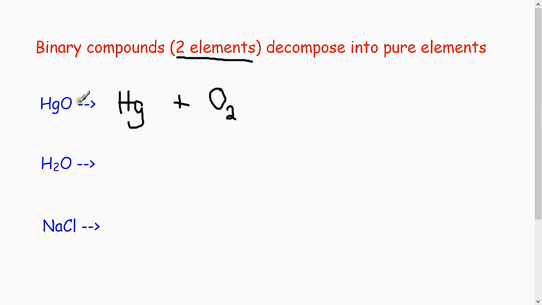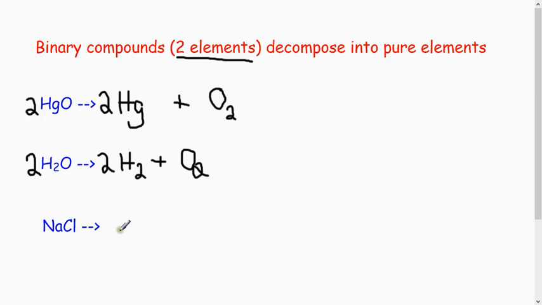And now I have 2 oxygens on the right, so to get 2 on the left I need a coefficient of 2 out front, which means I need a coefficient of 2 for the mercury as well. Water, 2 elements, is going to break down into those 2 elements, hydrogen and oxygen. Both of those are diatomics, so I need subscripts of 2 on both of them. There are already 2 hydrogens on the left, 2 on the right, but this only has 1 oxygen on the left and there are 2 on the right. So I'm going to need a coefficient of 2 in front of the water, which means now I have 4 hydrogens, so I need a coefficient of 2 in front of my H2.